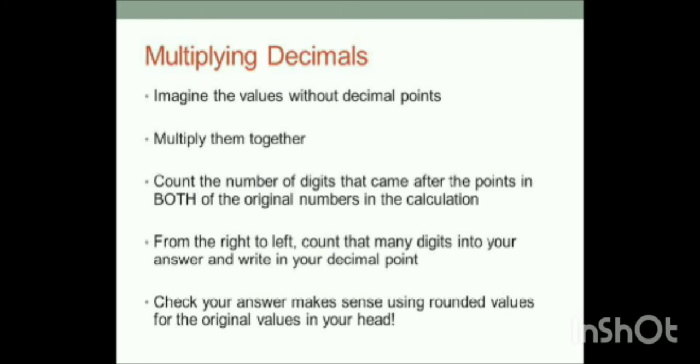Multiplying decimals. Imagine the values without decimal points. Multiply them together. Count the number of digits that came after the points in both of the original numbers in the calculation. From the right to left, count that many digits in your answer and write it in your decimal point. Check your answer makes sense using rounded values for the original values in your head.